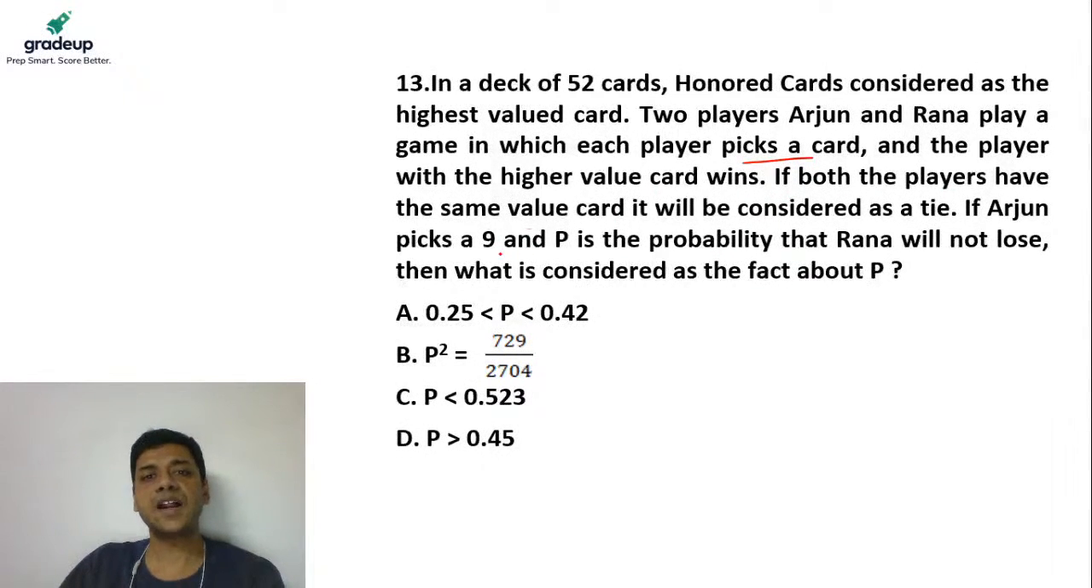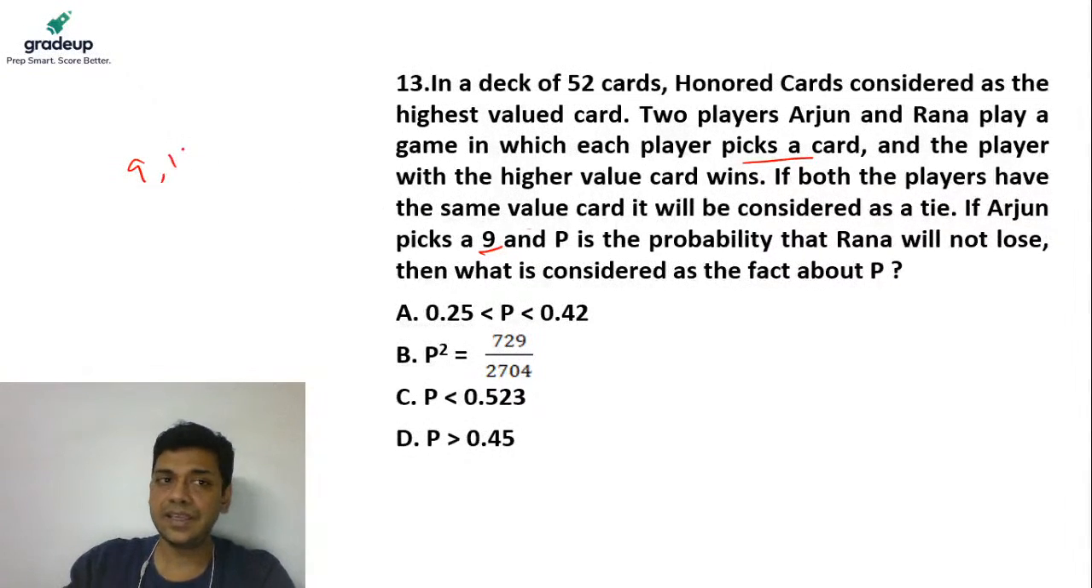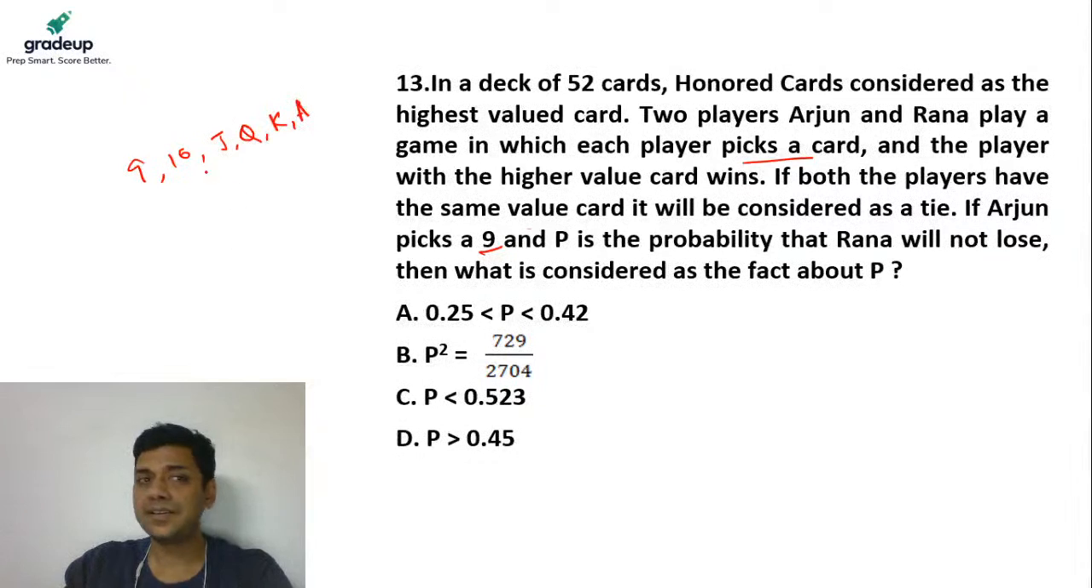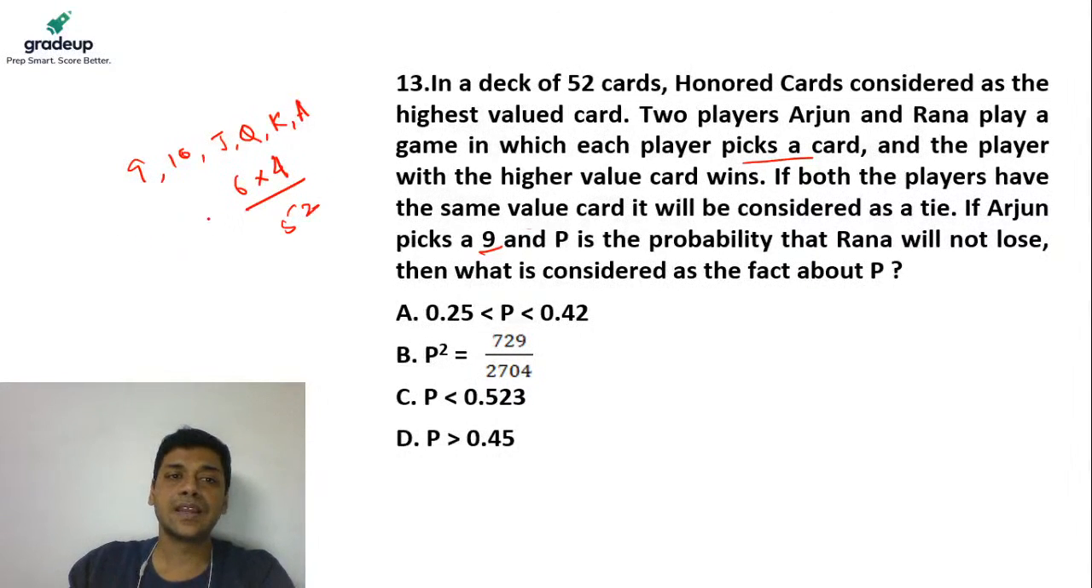Now, if Arjun picks a 9, what's the probability that Rana will not lose? Now, if one player has a 9, what is the probability that the other player does not have a number lesser than 9? So, he can have 9, 10, Jack, Queen, King and Ace, which is 6 values. He can have any one of those 6 into 4, so 24 cards. If I divide by 52, can I say my answer is 6 by 13?